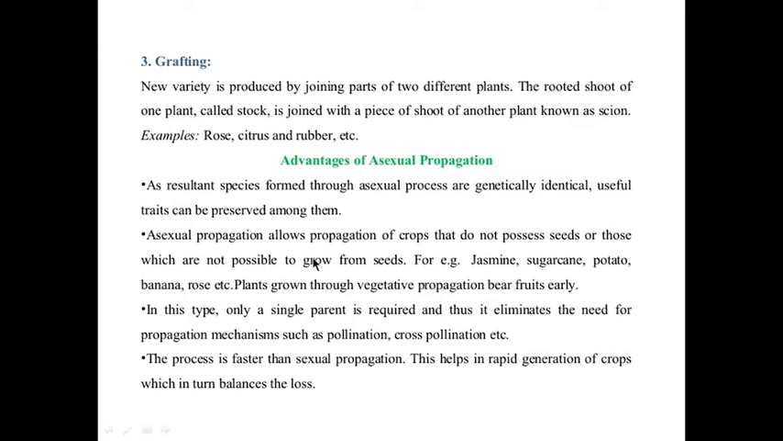After that, asexual propagation allows propagation of crops that do not possess seed, or those which are not possible to grow from seed. For example, jasmine, sugarcane, potato, banana, rose, all these plants are not produced by using seeds. Many times seeds are not viable, and the plants cannot be produced through seed germination. In that case, only asexual propagation is the method used for regeneration of the plant.